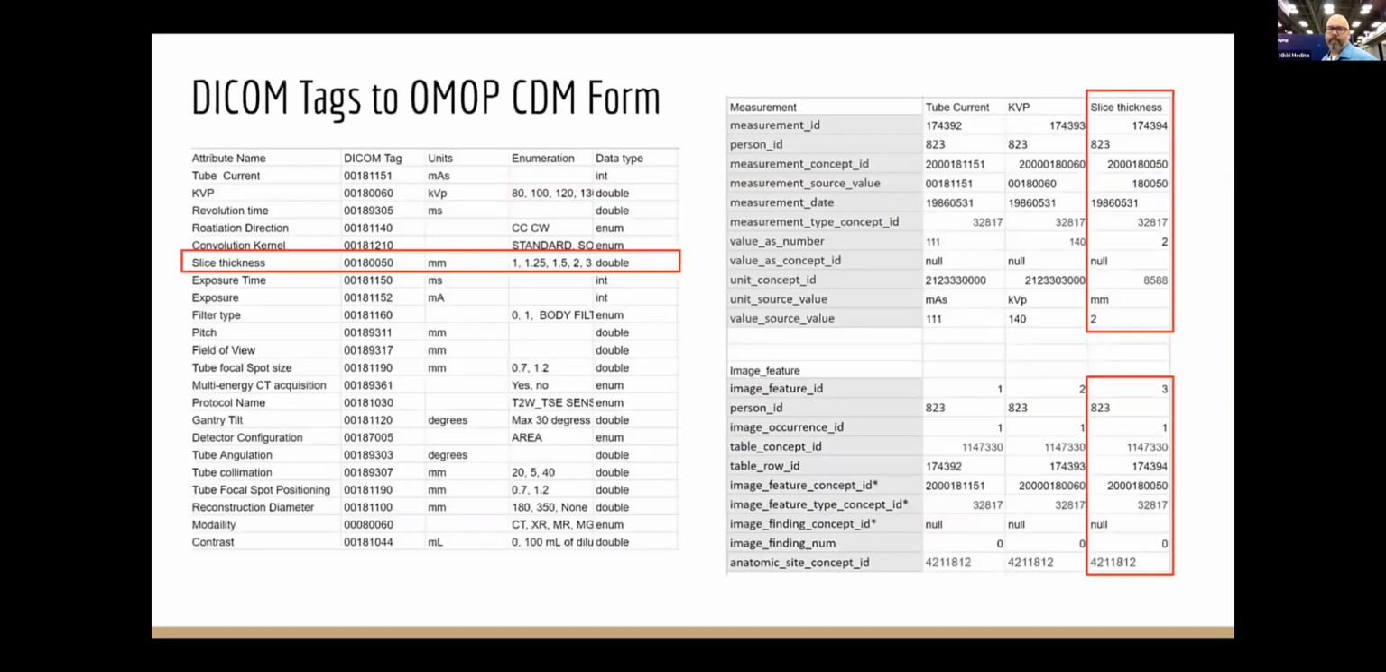This is the process of how we did all these translations for these tables. You can see right there on the left, if we focus on slice thickness, what's in that red rectangle, you can follow along with the other two red rectangles on the side, how we took all of that information and translated it into the OMOP model.